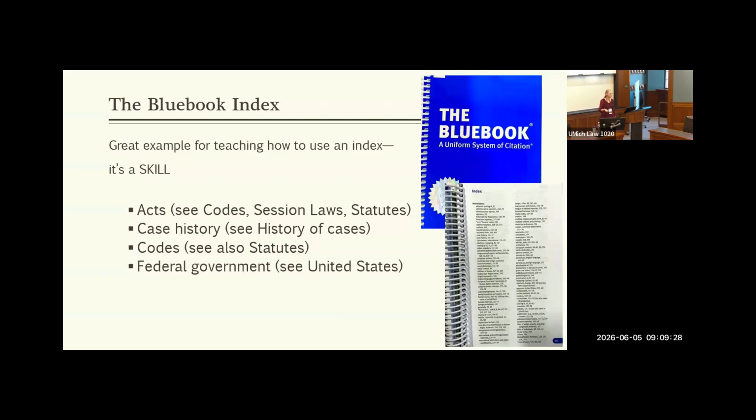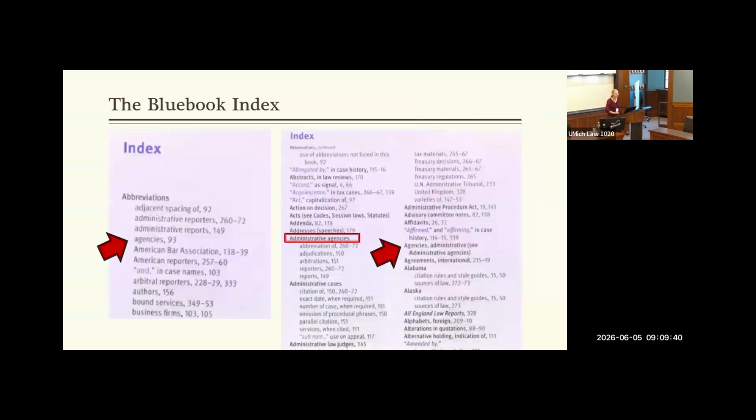So you have to understand that if you look under case history under the letter C, you have to turn to H to find history of cases. And if you've never done that in print, you may not understand how to do that. So here's an example. The word agencies, if you just open the Blue Book and look at agencies, you may not realize you're in abbreviations. And so what you really want is agencies administrative, see administrative agencies. So page 93 is completely different information than the abbreviations, adjudications, arbitrations, reporters, and reports that you get under the actual heading for administrative agencies. So the indexes are a little tricky, and you need to learn to use them.